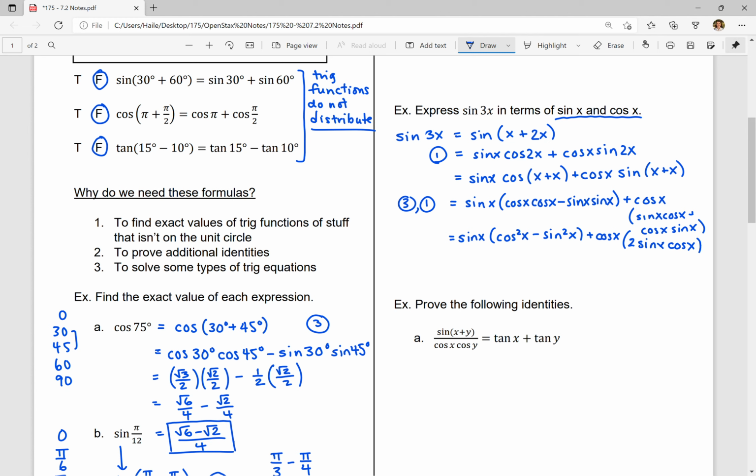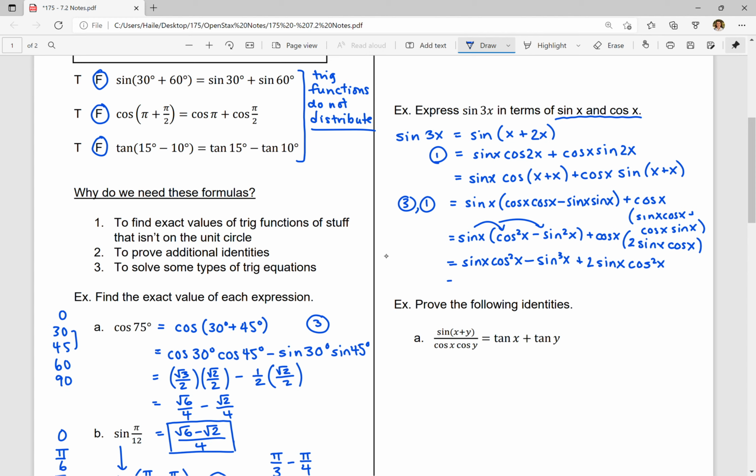And then finally I can distribute across these parentheses. If I do sine of x times cosine squared, I'll get sine x cosine squared x minus sine cubed of x. When I distribute sine to sine squared, I get sine cubed. And then the second term, I'm not really going to distribute, but I have two factors of cosine, so I can rewrite this as 2 times sine of x times cosine squared of x. Cosine squared, my bad.